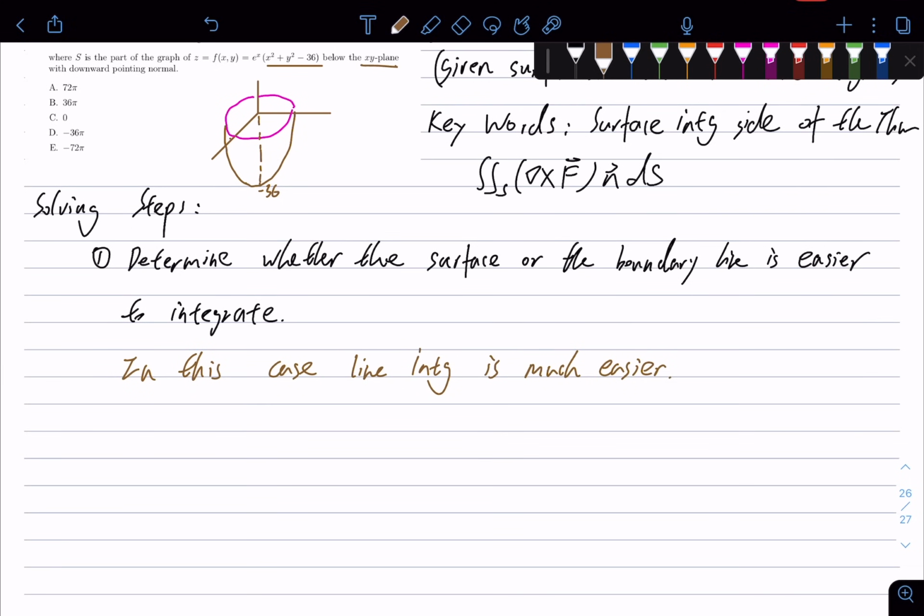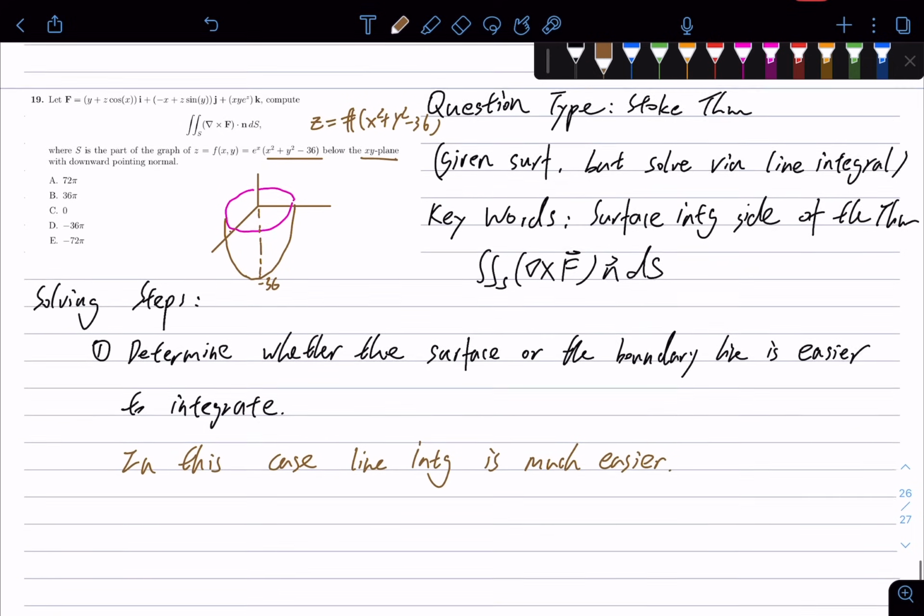So now we have determined that we're going to solve it via the line integral, which is the standard procedure for these theorem problems. They gave you this definition, but they don't really want you to compute using the definition they gave you. Instead, they want you to use the other side of the theorem.